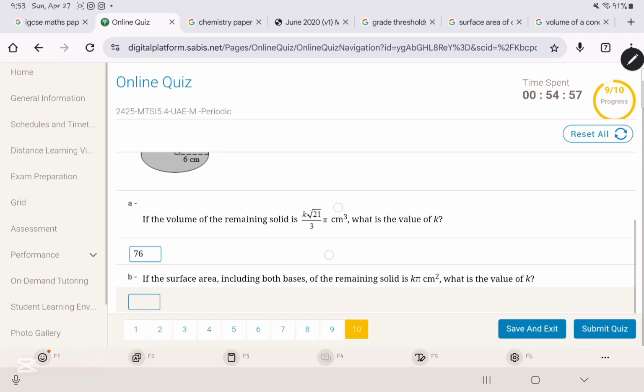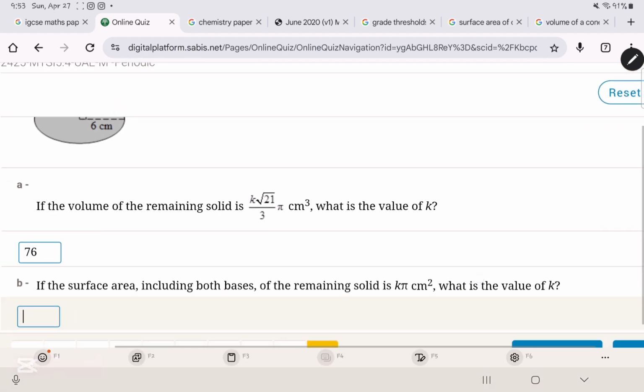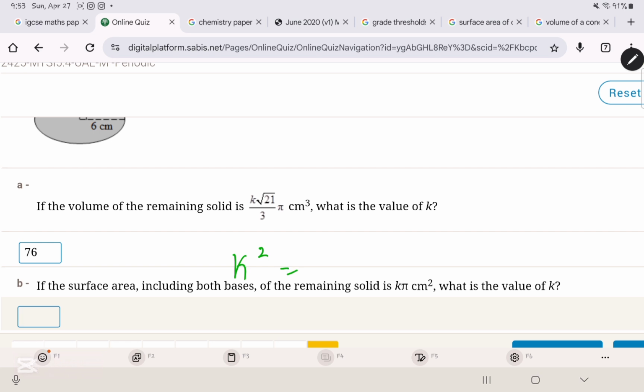Now I used literally the same logic for part B. I did that k squared is going to be 2 over 3 squared, which is 4 over 9. Then I found the surface area of the whole cone, and then I found the surface area of the removed cone and I subtracted, but it was not working for me. So let me try here again.